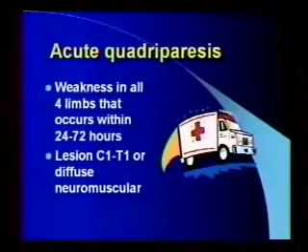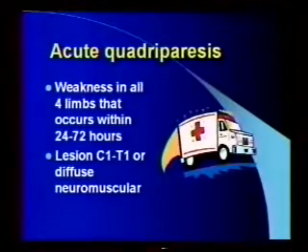Okay, so let's go on to the next problem, which is acute quadriparesis. Now, acute means that the signs have come on in 24 to 72 hours. And quadriparesis, of course, is weakness in all 4 limbs. So this is oftentimes an emergency situation when there's acute quadriparesis or acute quadriplegia.